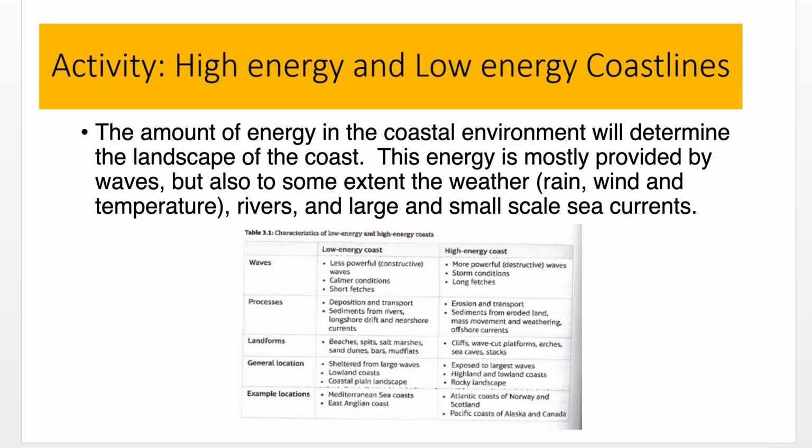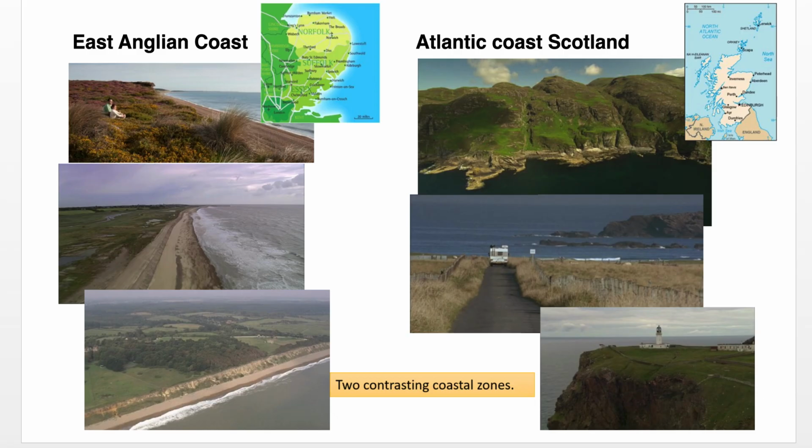So the first categorisation, I suppose, will be high energy and low energy. You can see in this table, table 3.1 on the slide, the typical characteristics of low and high energy coasts. It's worth pausing the video at this point to make a quick note of the characteristics of low and high energy coasts.